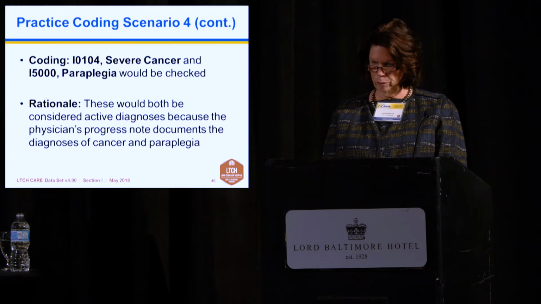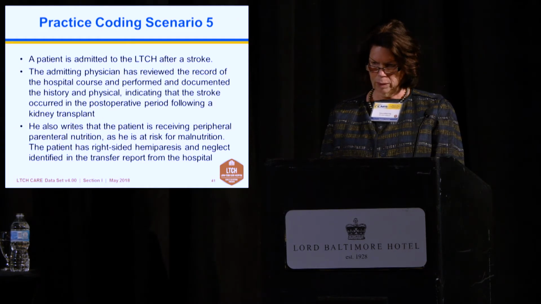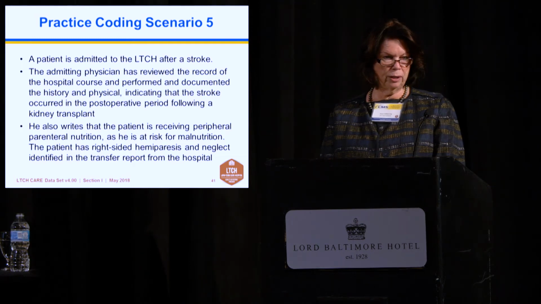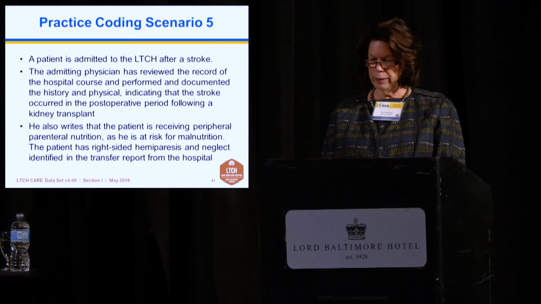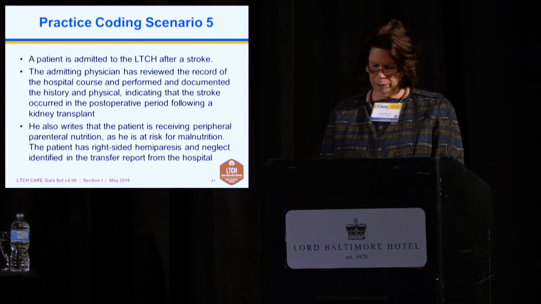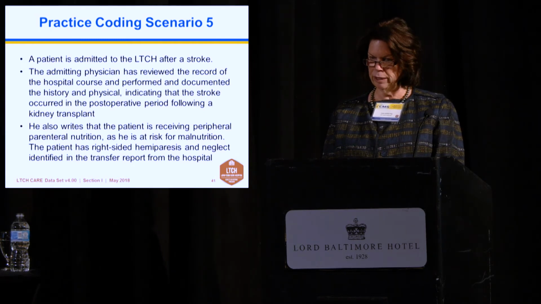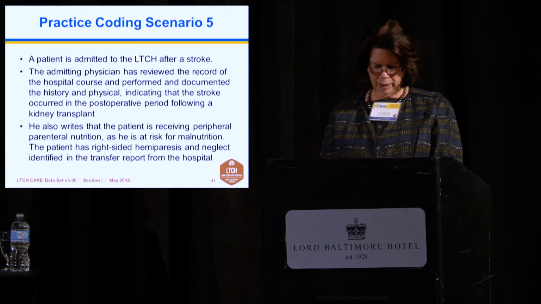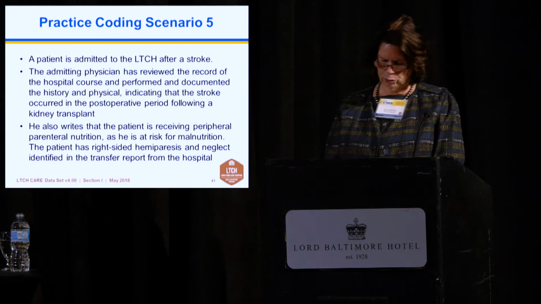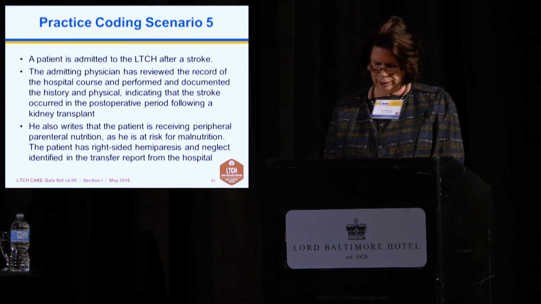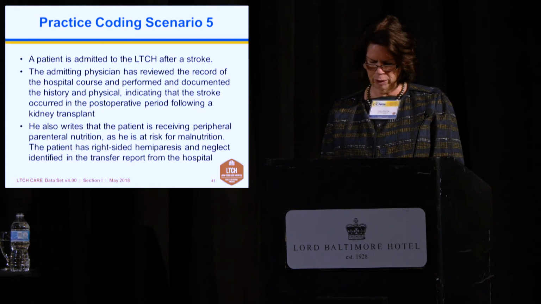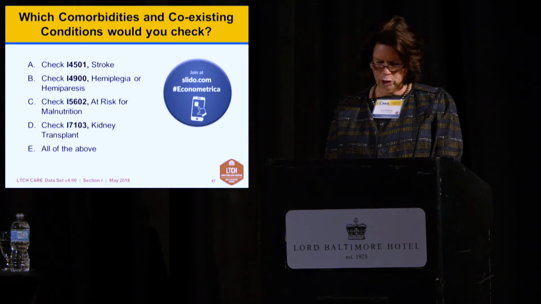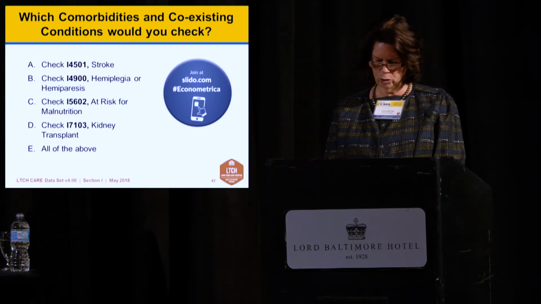The next scenario is number 5, and the patient is admitted to the LTCH after a stroke. The admitting physician has reviewed the record of the hospital course and performed and documented the history and physical indicating the stroke occurred in the postoperative period following a kidney transplant. He also writes the patient is receiving parenteral nutrition as he is at risk for malnutrition. The patient has right-sided hemiparesis and neglect identified in the transfer report from the hospital. Which comorbidities and coexisting conditions would you check?